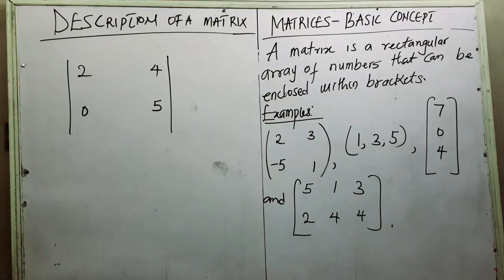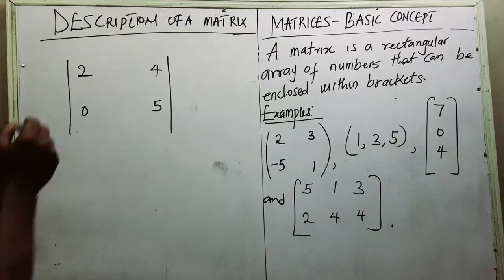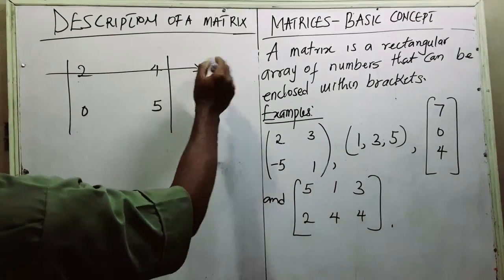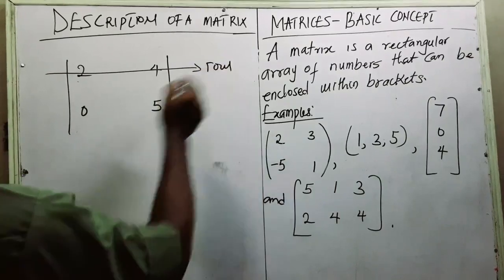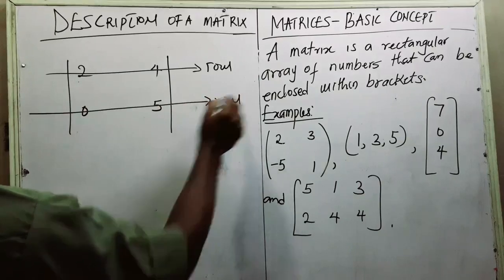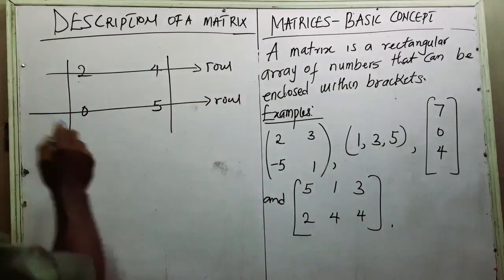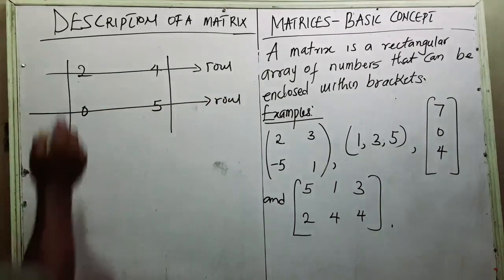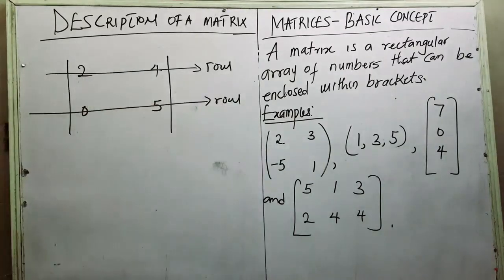How do we describe a matrix? How do we give a matrix a description? We can describe a matrix in one form: these 2 and 4 form a row, and another one forms a row too. 0 and 5 are in a row. 2 and 4 are also in a row.